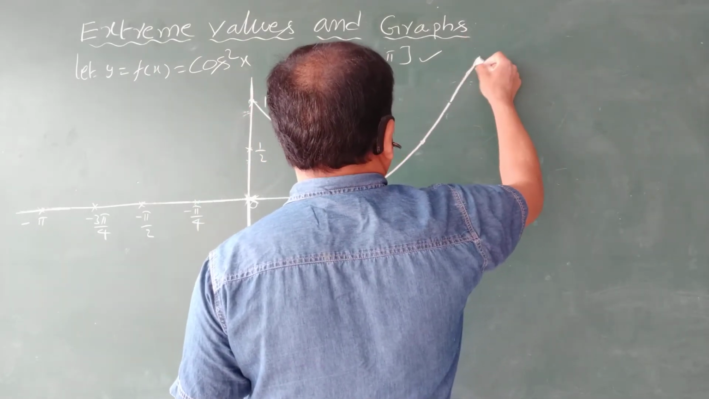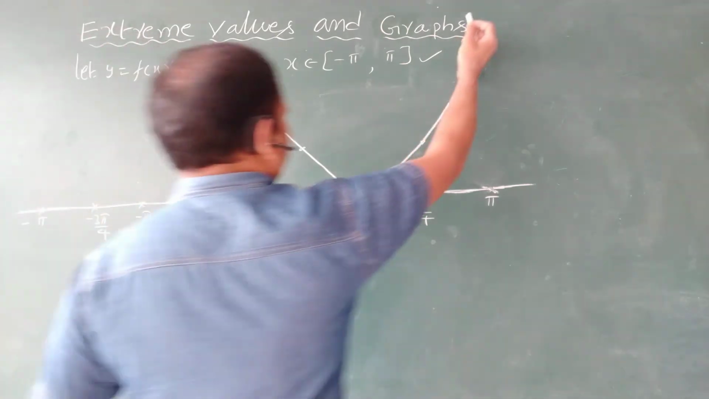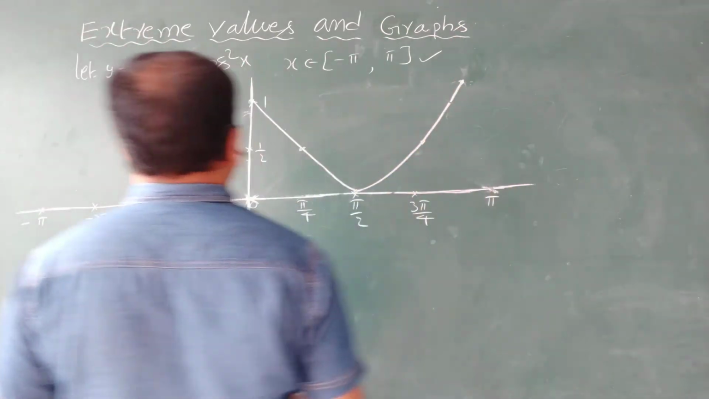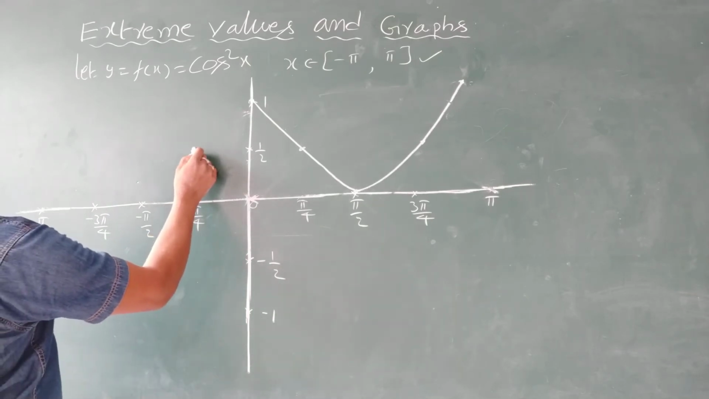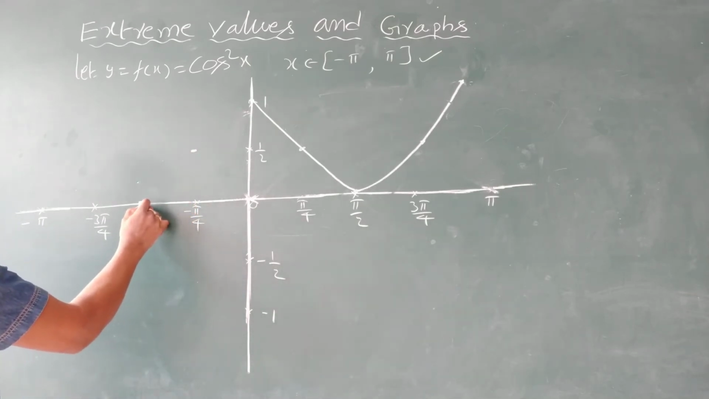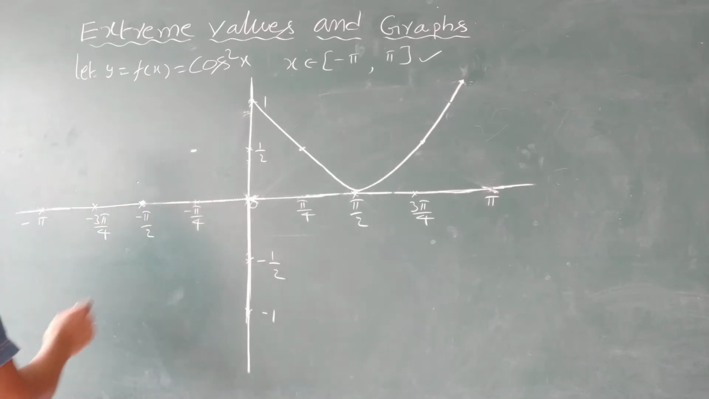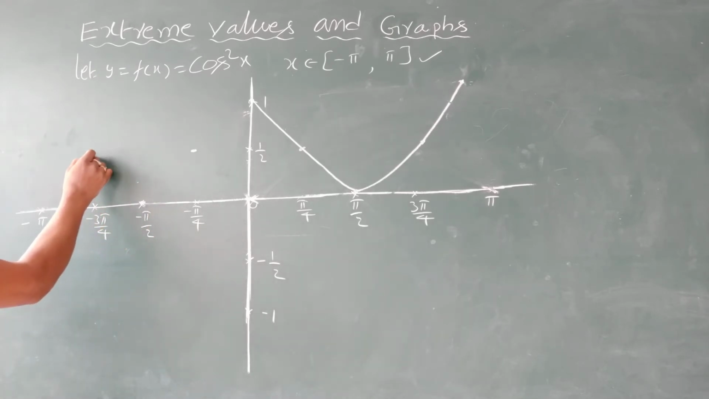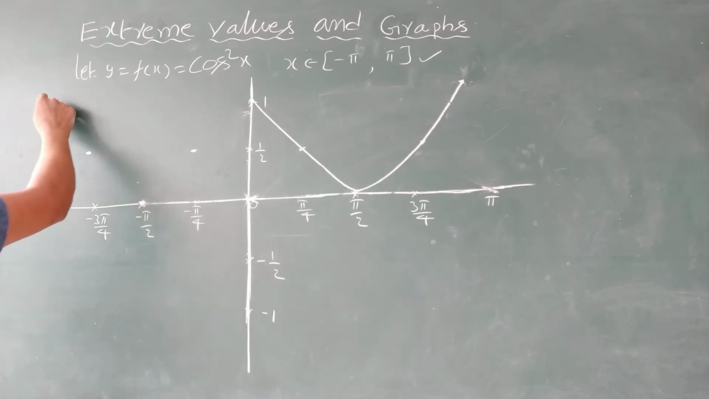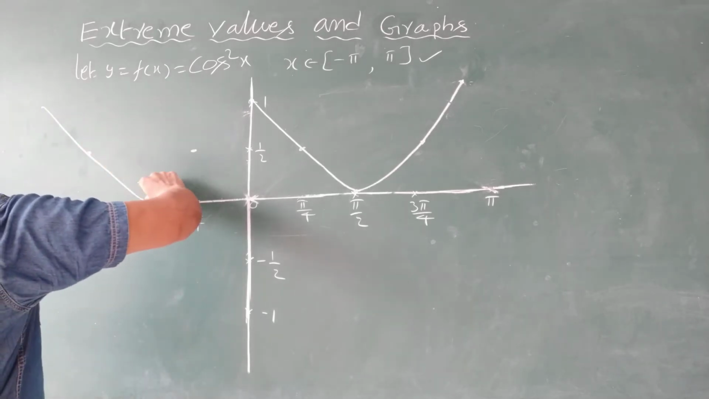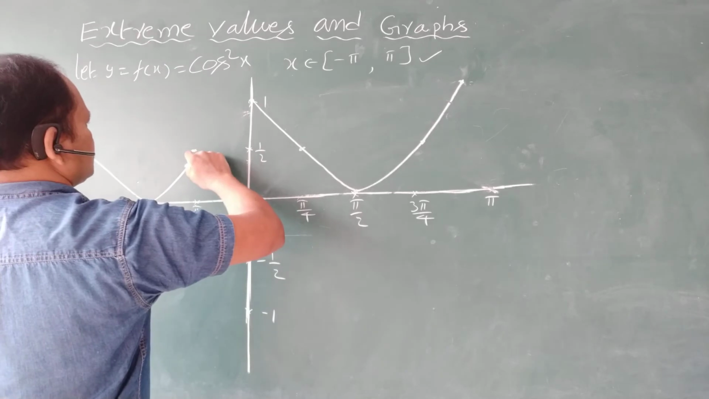Shape of the graph of cos square x. Here cos square of 45 degrees is 1 by 2, cos square of pi by 2 is 0, cos square of 3 pi by 4 is 1 by 2, and cos square of pi is 1. That's all. Now this is the graph of cos square x.